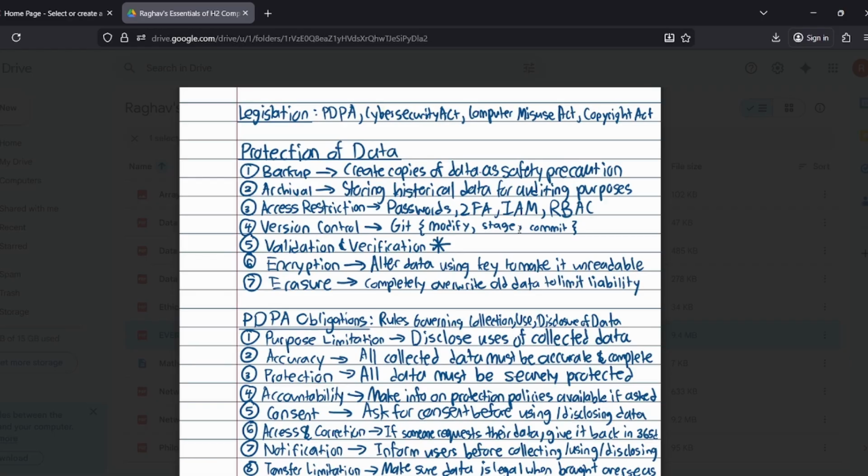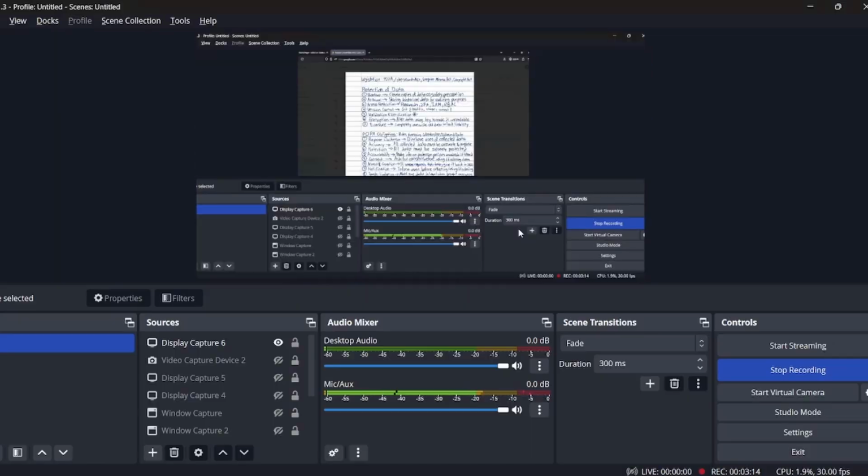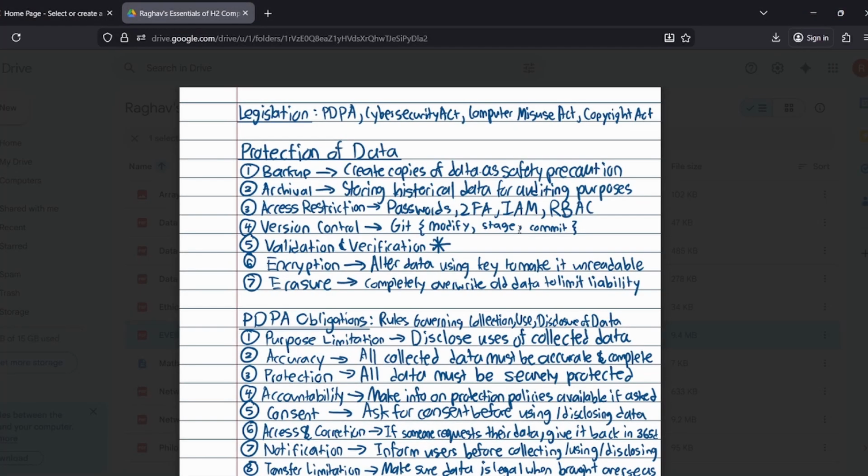There are a few ways you can protect data. Firstly, back it up. You have to create copies of data as precautions. Secondly, archive the data. Store historical data for auditing purposes. If someone comes knocking on your door saying, on June 15th, then you gotta be prepared, right? Then access restriction, which is all of these other ways you can restrict data. And then version control, you can use git to modify a stage commit.